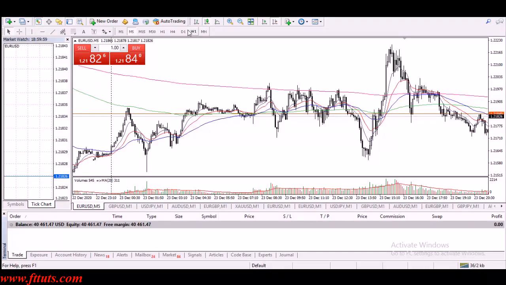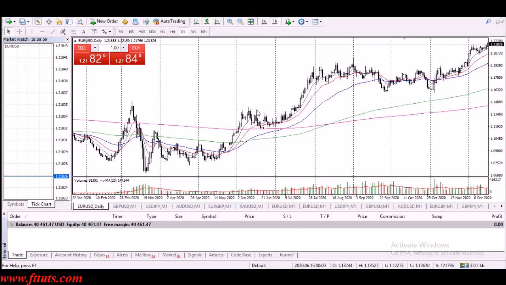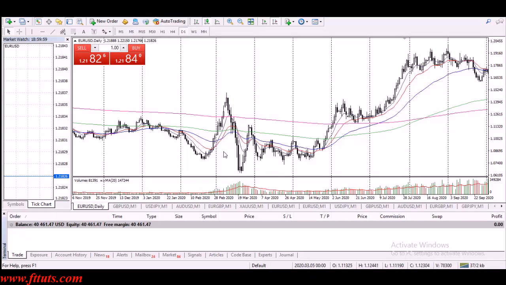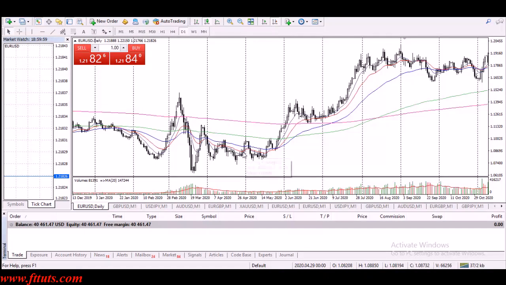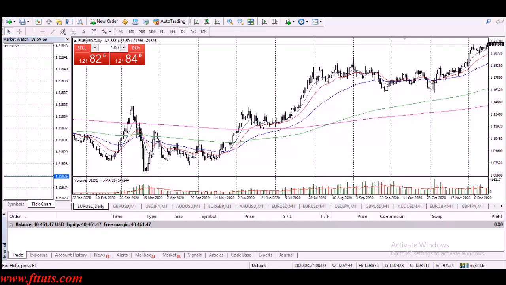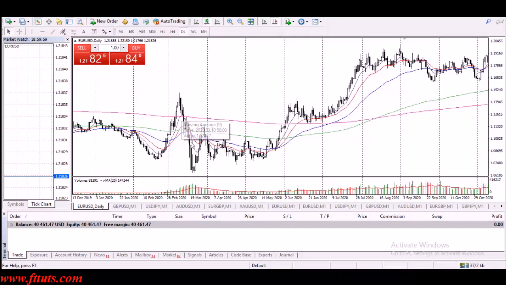Even on daily, you have these EMAs, and take a look here. Here we are on euro dollar daily. We were on sideways. Take a look, this is the daily market. So even you can trade the daily market with this strategy. We were on sideways, and price started to break up from here.